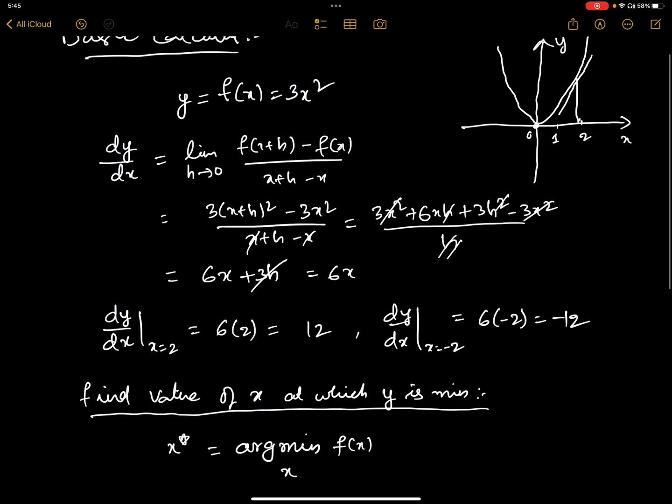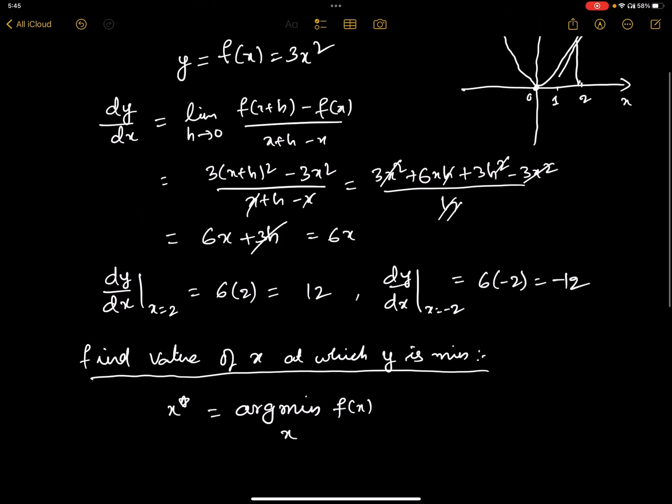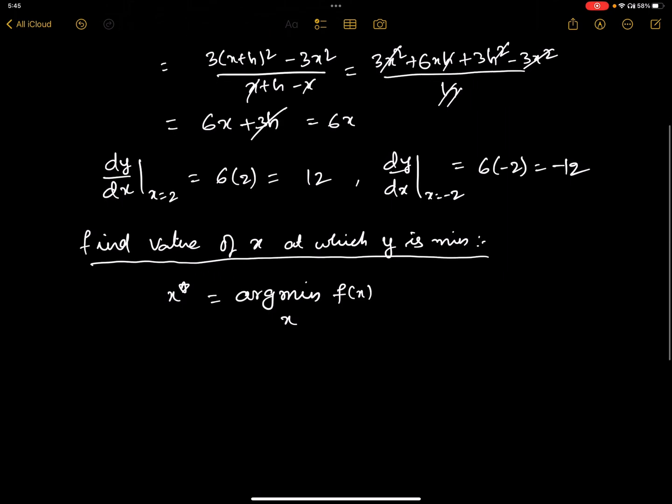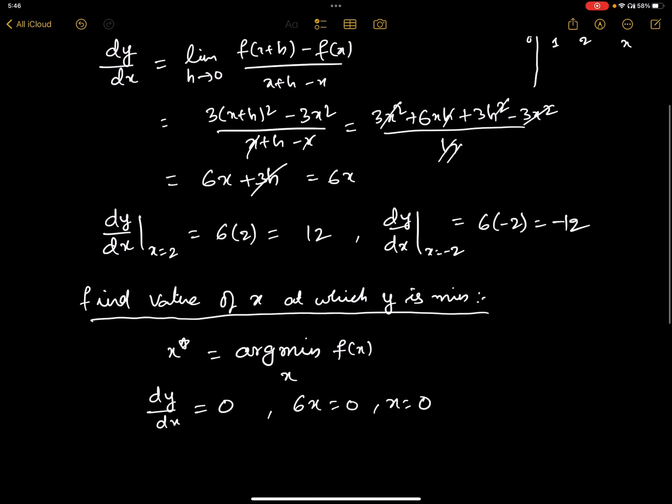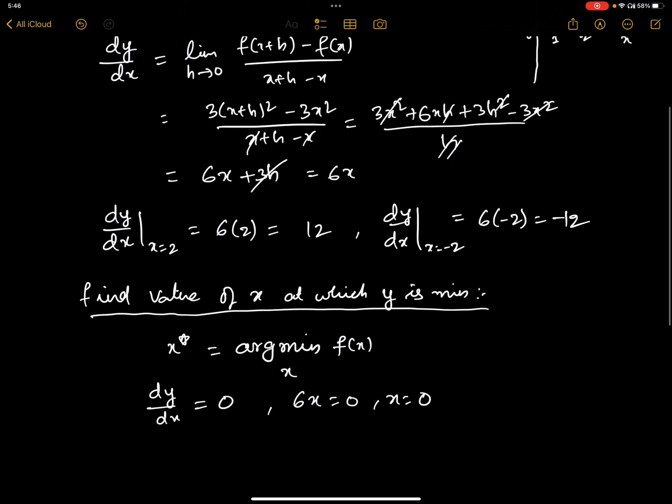From this diagram, we can say the value of y is minimum at x = 0. From calculus, y takes the minimum value where dy/dx = 0, where the slope of the curve at that point is 0. In this example, 6x = 0, that is x = 0. So at x = 0, y takes the minimum value. We take the first derivative and make it equal to 0, and at that point the function y takes the minimum value. This is one way of finding the argmin of x, or finding the value of x at which y is minimum.